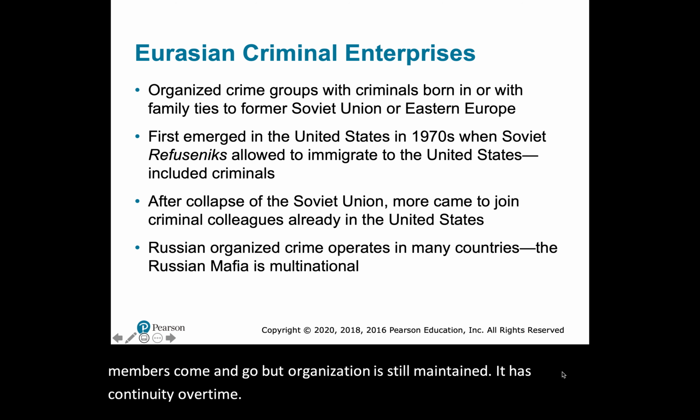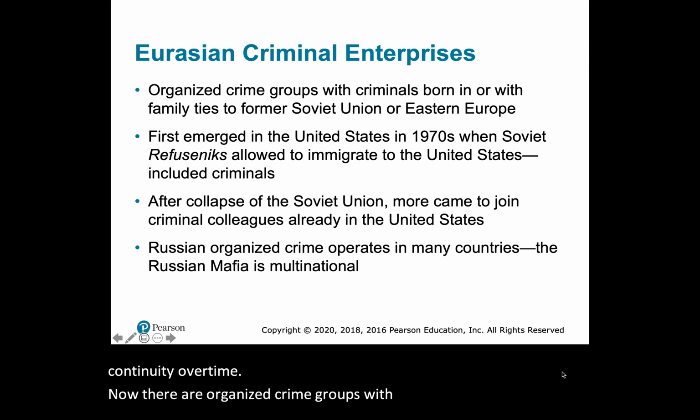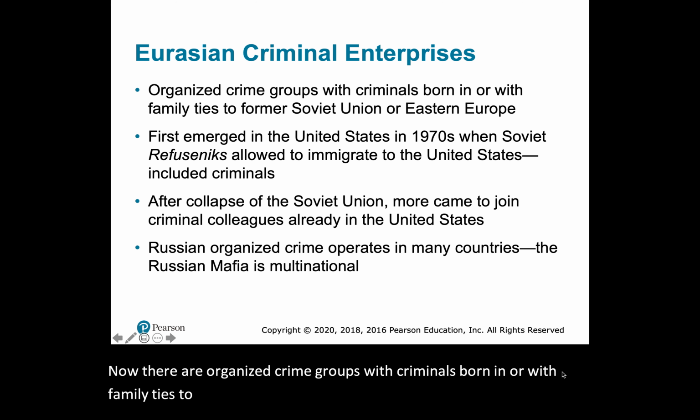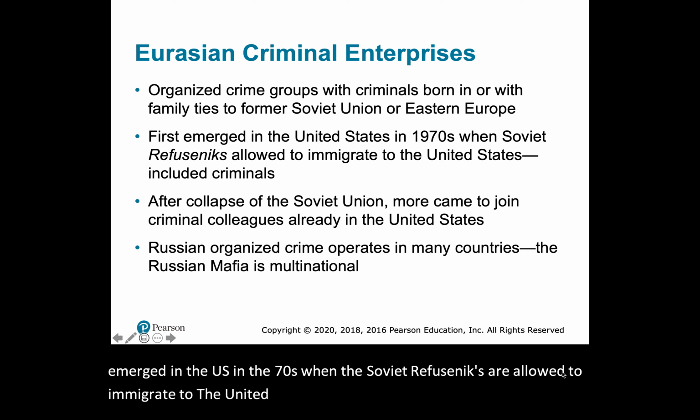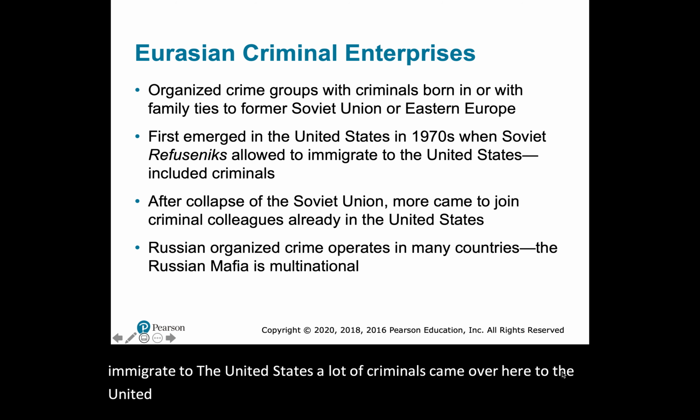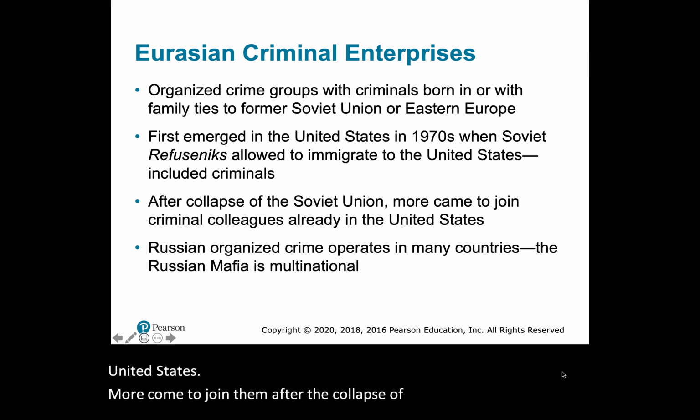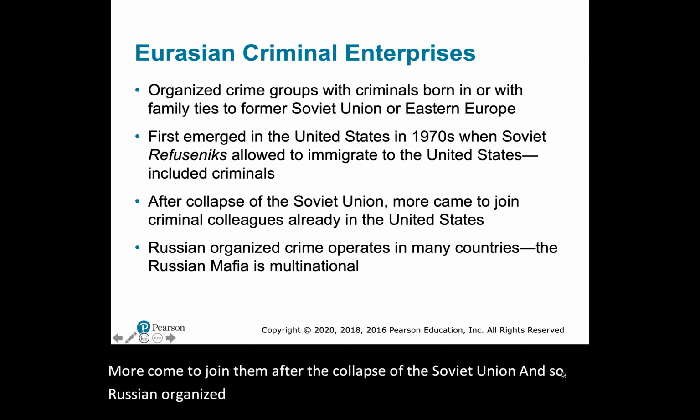Now, there are organized crime groups with criminals born in or with family ties to the former Soviet Union and Eastern Bloc. And they first emerged in the U.S. in the 70s when the Soviet refuseniks were allowed to immigrate to the United States. A lot of criminals came over here to the United States. More came to join them after the collapse of the Soviet Union. And so Russian organized crime operates in many countries. It's definitely multinational.